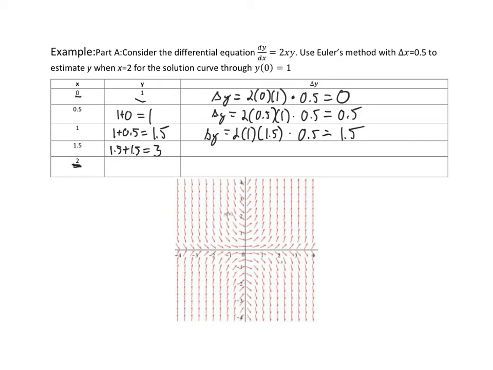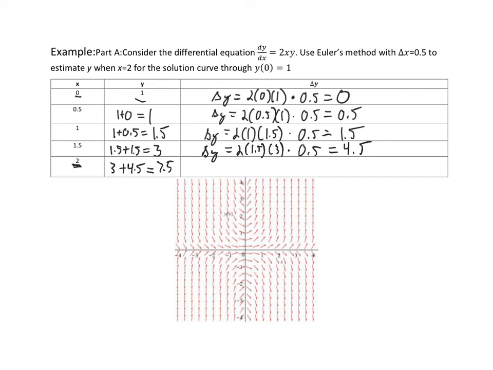Continuing on, and this is going to finish it. This is going to get us to x is 2. The change in y is going to equal 2 times x, which is 1.5, times y, which is 3, all that times our delta x, which is 0.5. So we get 9 times 0.5. This is really 4.5. So 3 was where we were at. Adding a change of 4.5 actually gets us to 7.5.